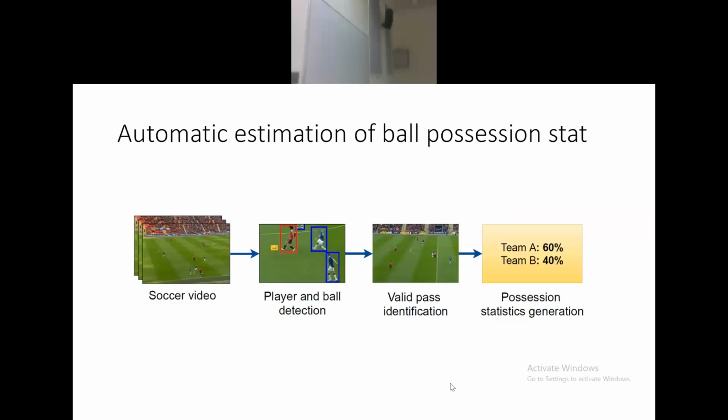So overall, the scheme is like this. There will be a soccer video. Player and ball will be detected. It is a difficult problem; it never works better than 70% or so. In a game, finding the ball and players all the time is difficult. Once these are identified, then the valid passes will be identified, and finally the statistics will be calculated. Our presentation right now is only in this area, so I'm assuming that the player and ball are detected by some means.